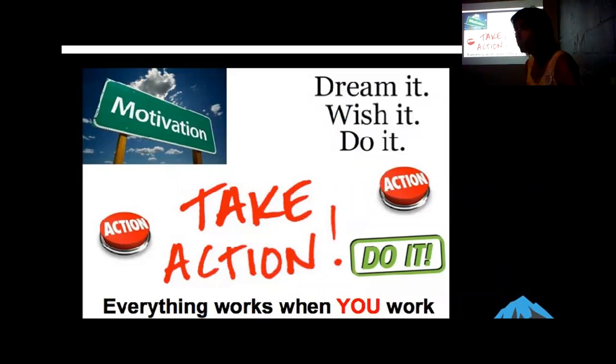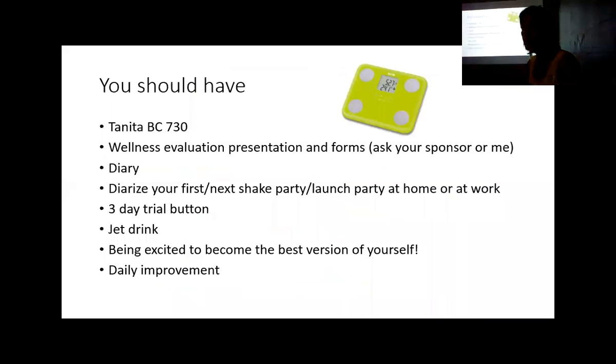Dream it, wish it, do it. I love the Nike slogan, just do it. Don't talk so much, just do it. Take action. And this is so important. Everything works when you work. Just do it. Don't be scared about mistakes or stuff like that.